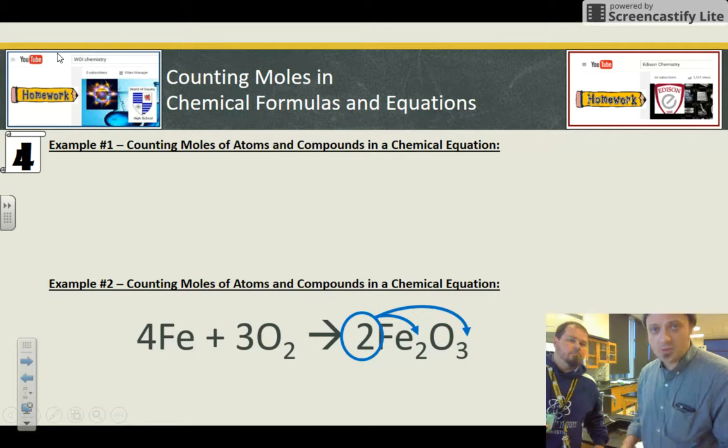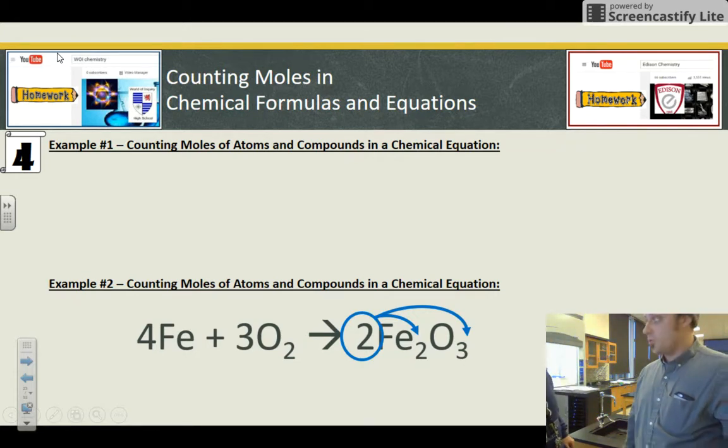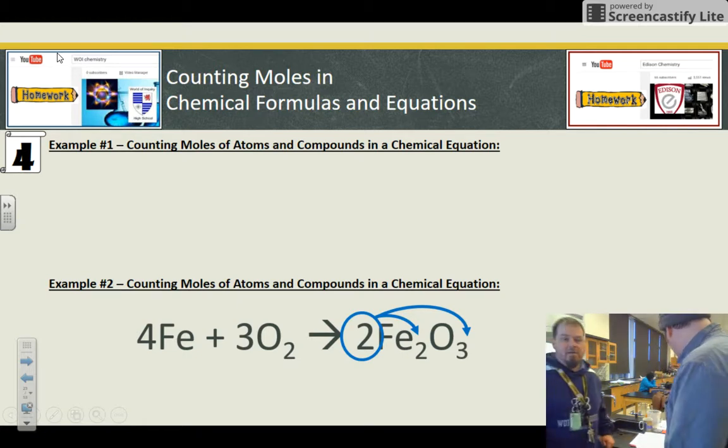Next video, we're going to actually use the counting atoms to figure out how much a mole of each compound will weigh on a scale. And we need to be able to count them accurately.